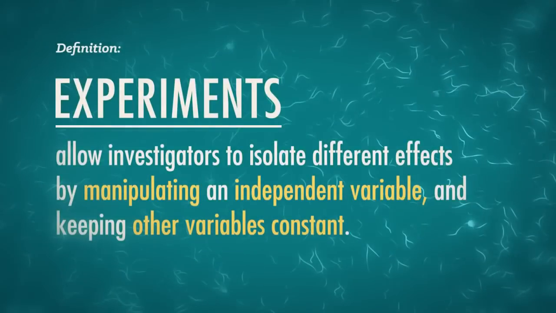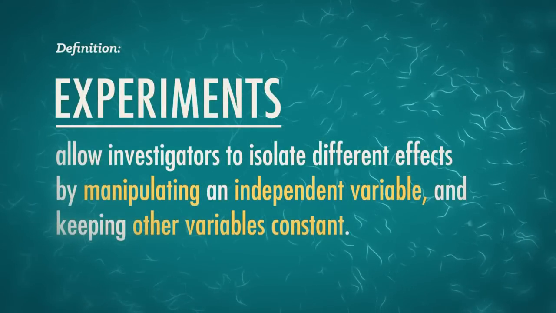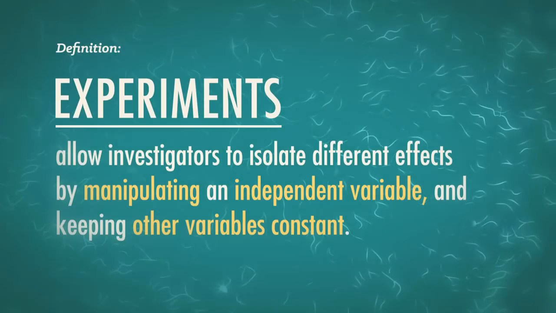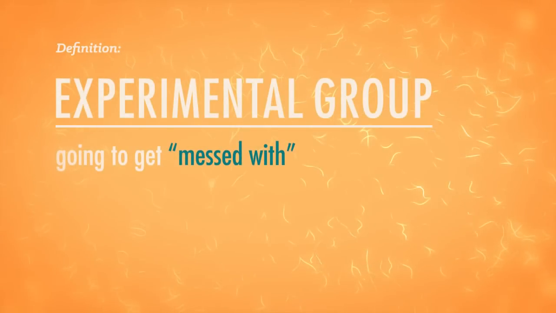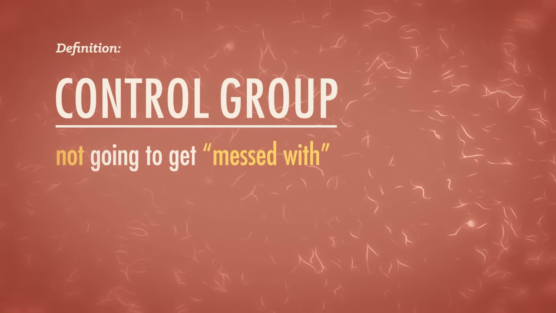Experiments allow investigators to isolate different effects by manipulating an independent variable and keeping all other variables constant, or as constant as you can. This means that they need at least two groups: the experimental group, which is gonna get messed with, and the control group, which is not gonna get messed with.